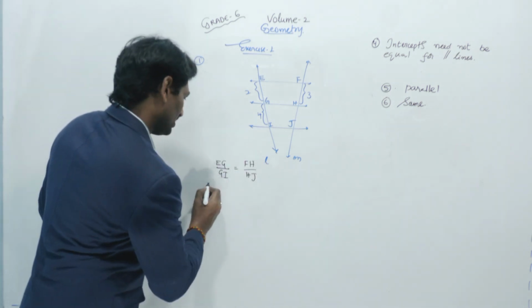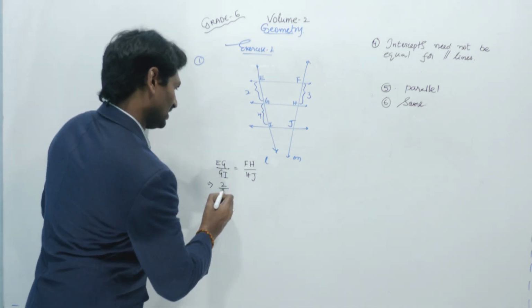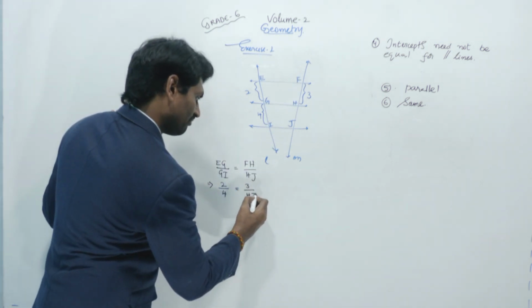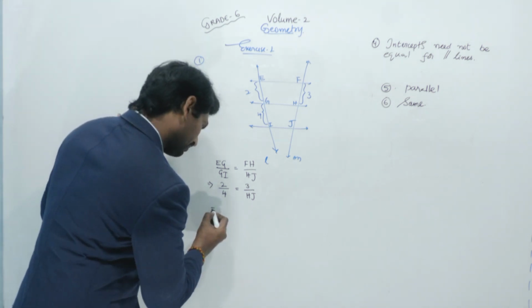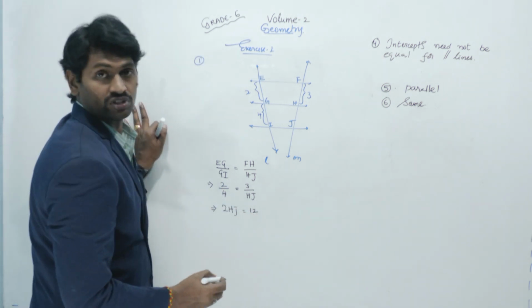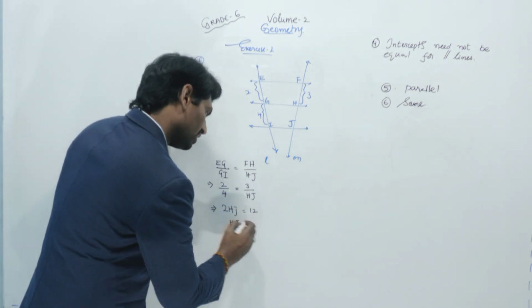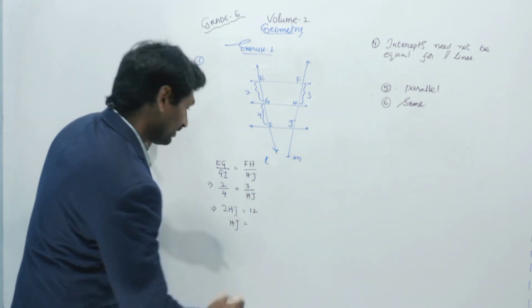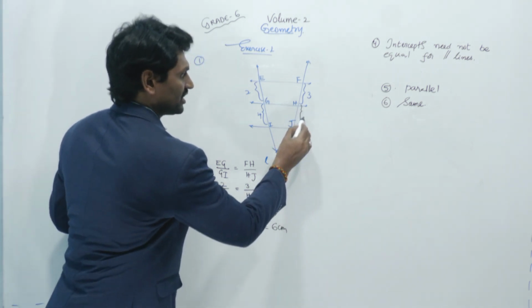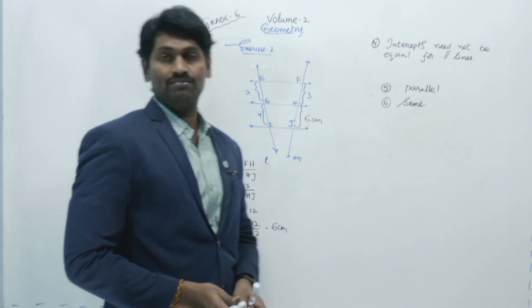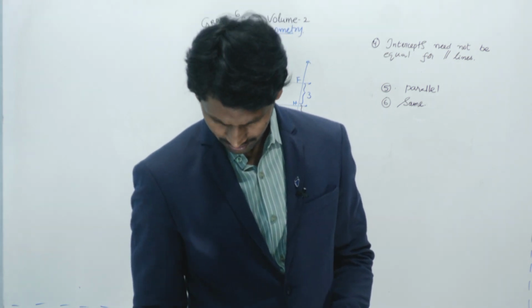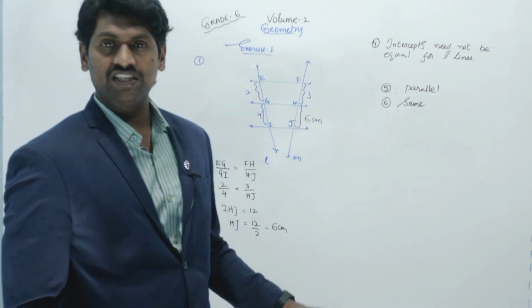EG value is 2 centimeters and GI value is 4 centimeters, that equals FH value 3, and HJ we don't know, so we need to find it. Cross multiplying, 2 into HJ is 2HJ and 3 into 4 is 12. When you transpose the 2, it divides, so 12 by 2 is 6 centimeters. So the distance between H and J is 6 centimeters, because parallel lines cut by the transversals make intercepts in the same ratio. So our answer must be 6 centimeters.